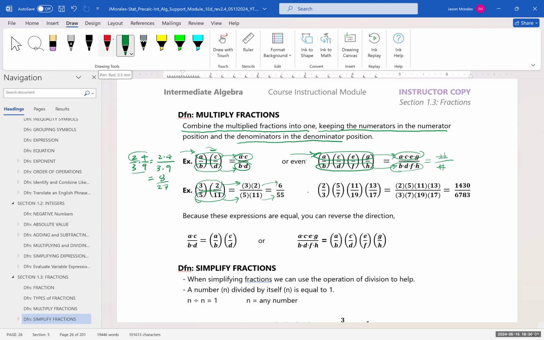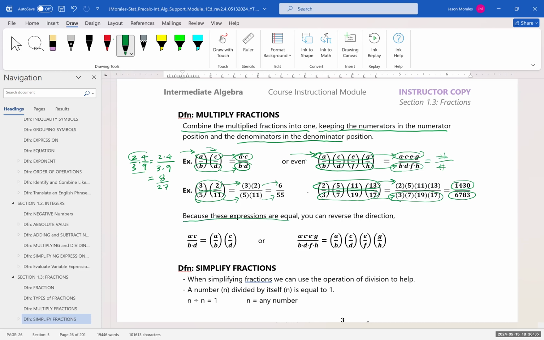And then here's an example of multiplying 4 fractions together. So you can see all of these numerators stay in the numerator and they're multiplied together. And this is your product. And then all of these denominators stay in the denominator and they're multiplied together. And that gives you this product. So you're left with a fraction of 1,430 all over 6,783.